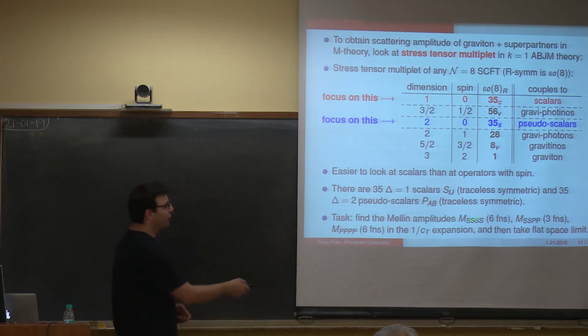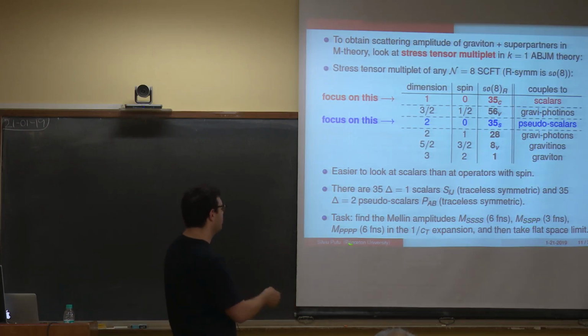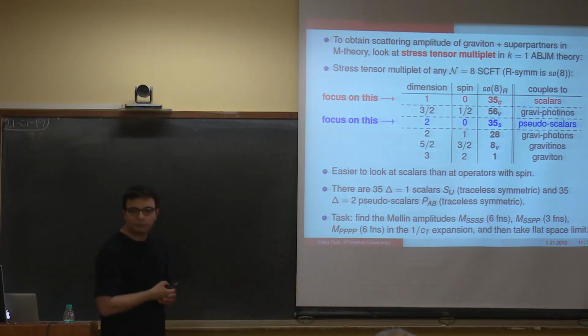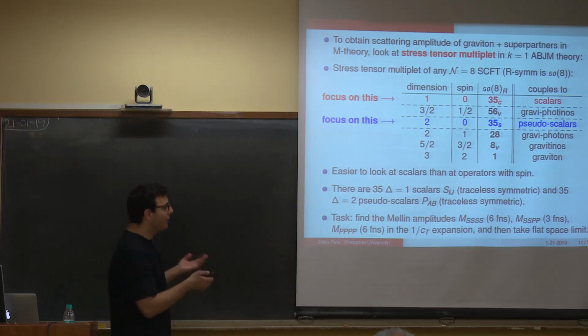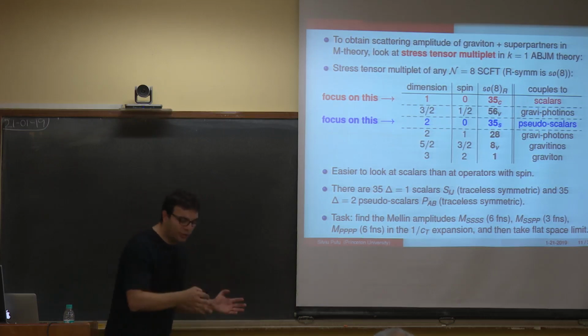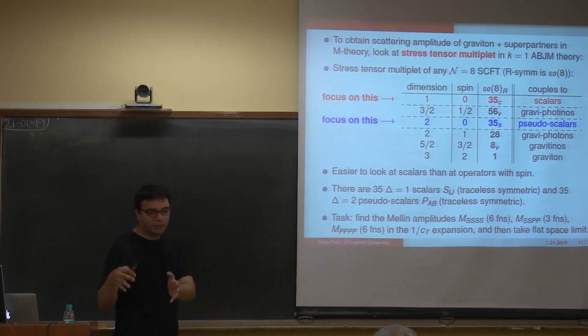The Mellin amplitudes are for a 4-point function of 4 scalars, or we can have 2 S's and 2 P's, or we can have 4 P's. So once we find these Mellin amplitudes, we can take the flat space limit using the formula in the previous slide and get the scattering amplitude.